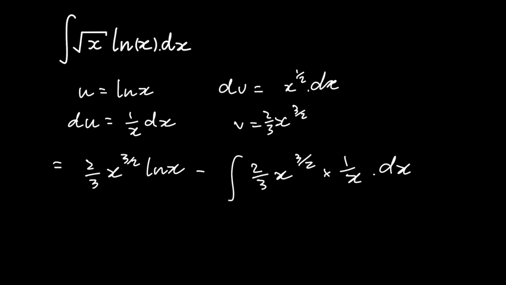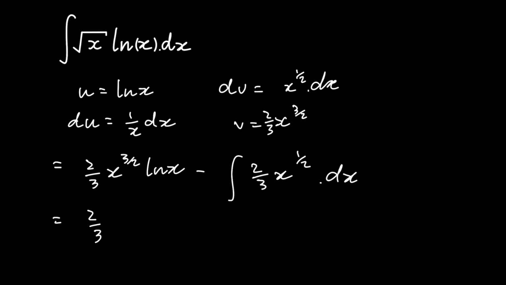So 1 over x is the same as having x to the power of negative 1. And now when we have like bases, we can add the exponents. So 3 over 2 minus 1 is going to be 1 over 2. So we have x to the power of 1 over 2 now, and we're integrating that in terms of x.